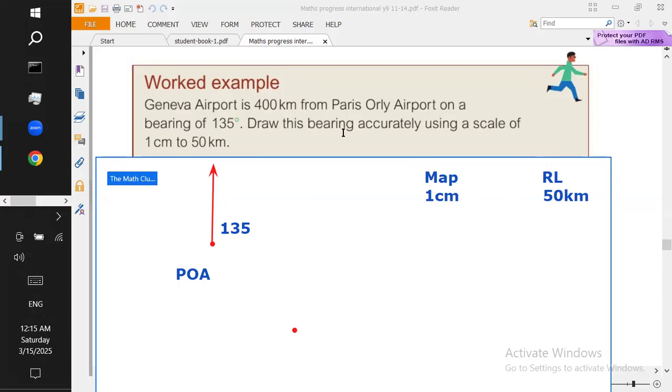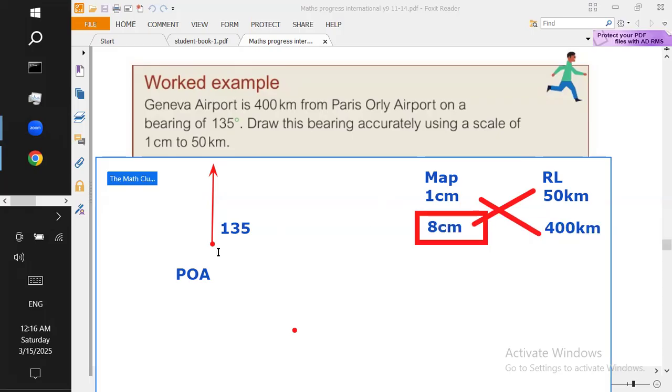Now, we understand that the real life distance is 400 kilometers. So we write it under the real life distance, which is here, 400 kilometers. And now we are trying to find the map distance of these two airports. So basically, I just put a box to find the map distance. Now I just make sure that they have the same units. And then after making sure that they have the same units, I just cross multiply like this. So 400 multiplied by 1 is going to be 400. And then 400 divided by 50, it's going to be 8 centimeters.